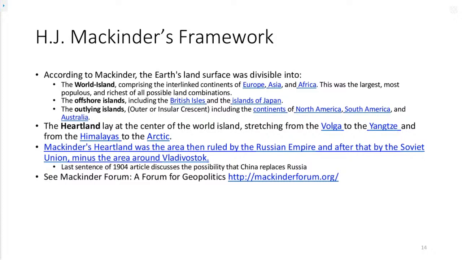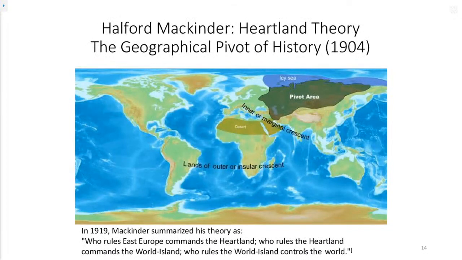This heartland that basically stretches from the Volga River to the Yangtze and from the Himalayas to the Arctic was a heartland that then at least was ruled by the Russian Empire and later what became the Soviet Union, again within Mackinder's lifetime. His thinking evolved on this, and this period of his life was absolutely critical to shaping our ideas of geopolitics.